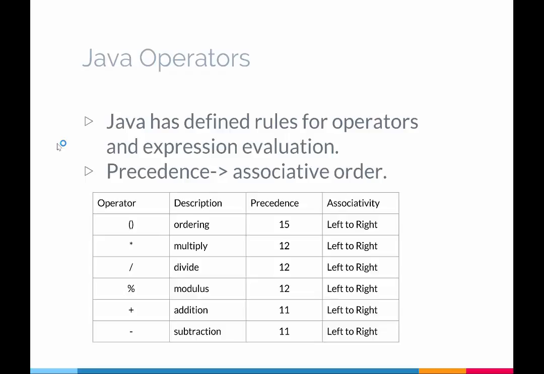Everybody should be able to recognize this stuff. Parentheses is ordering. The asterisk is to multiply, since X is a letter, right? The slash is division. This is the modulo operator. Patrick, what's modulus? It does a division and then it takes the remainder. Yeah, it's the remainder. Then we have addition and subtraction.